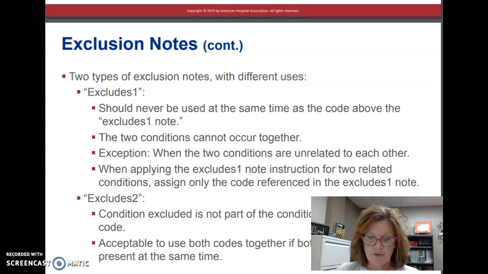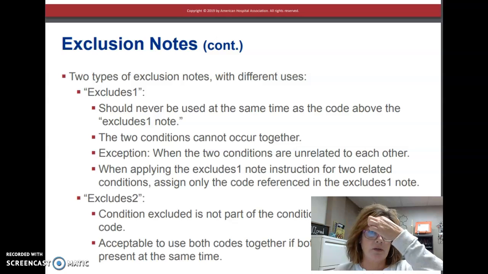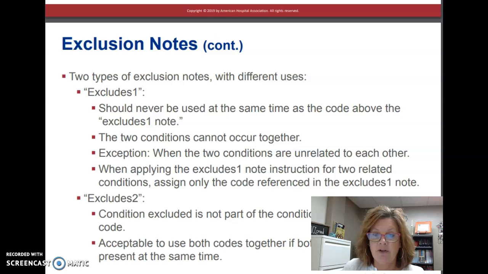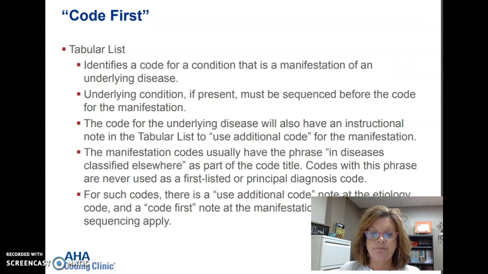Excludes 2. So let's just say that we have somebody with anxiety. Okay, that's my code, anxiety. And Excludes 2 says, you know what, if they also have attention deficit hyperactivity disorder, you need to code that with the anxiety. So that is telling us we need both conditions coded. So Excludes 1, again, never use the two together if it states it. And Excludes 2, if they have both conditions, you need to code them.